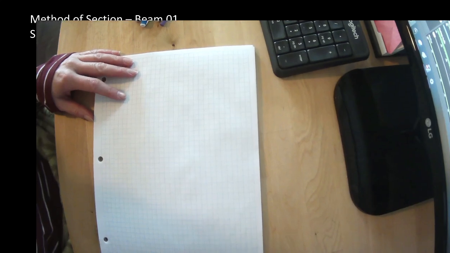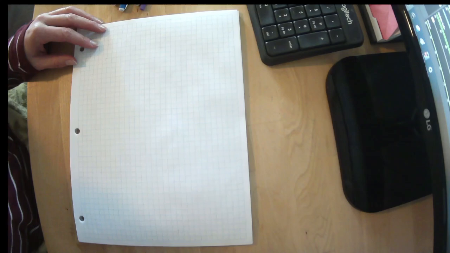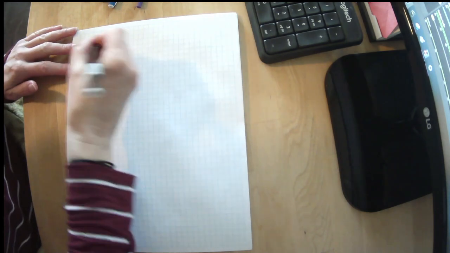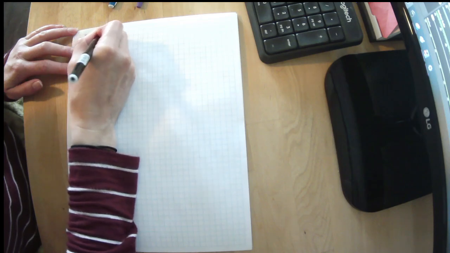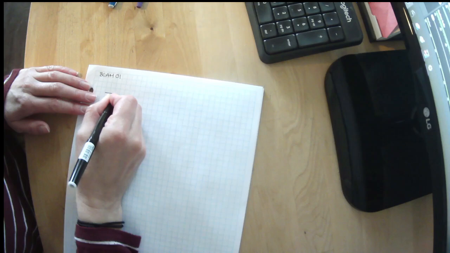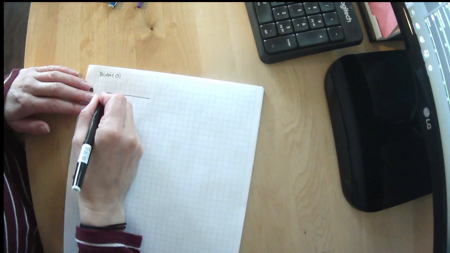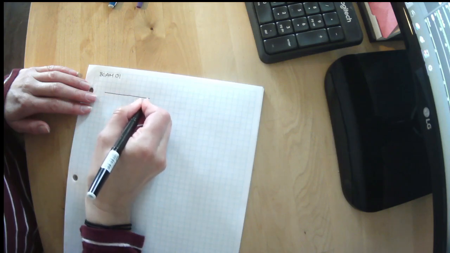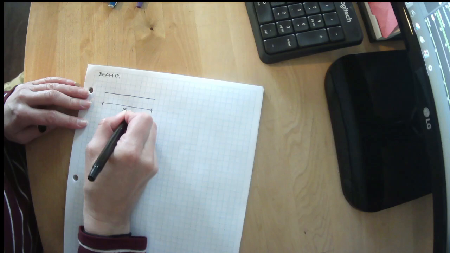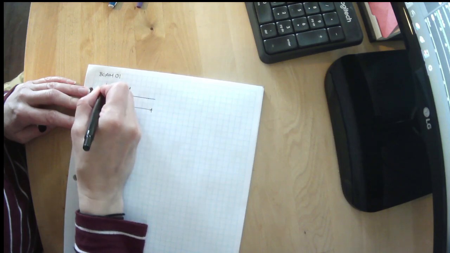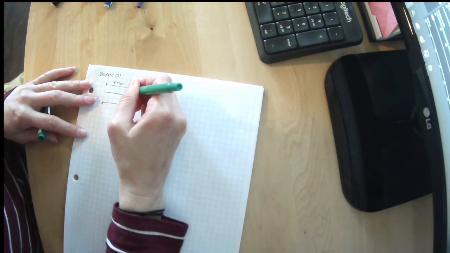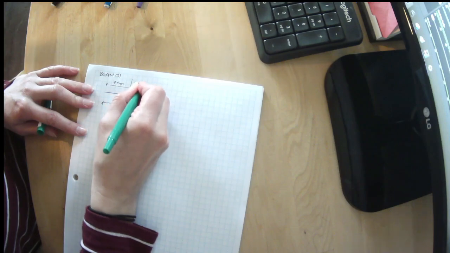So let's start by drawing out our beam. Remember, I always like to draw my problem. It's helpful to know what's going on. So this is beam one, and we know that we had a 15 meter long beam. And so this was 15 meters, and we know at the halfway point there was a load applied of 20 kilonewtons.